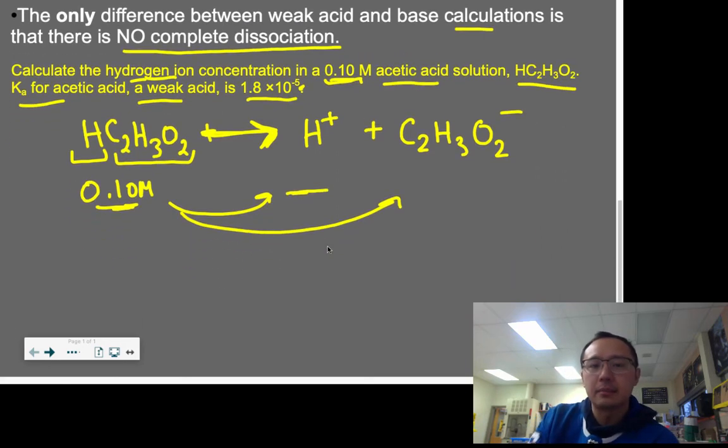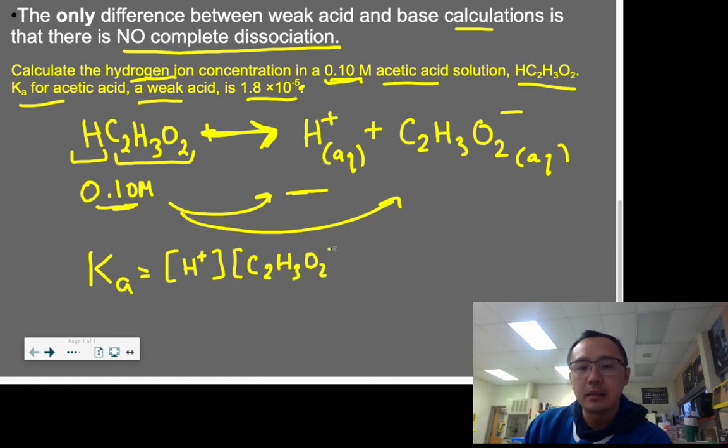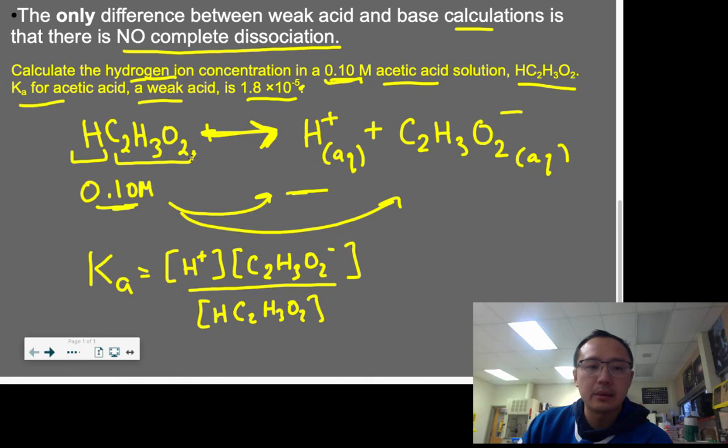So the next part is you are going to write the Ka equilibrium expression. Remember, we're going to include the products. These ones are all dissociated, so they should all have aq. And we're going to put H+ concentration times my other product, which is C2H3O2 minus, divided by HC2H3O2, because this is also aqueous, as this is your weak acid that was dissociated into something.